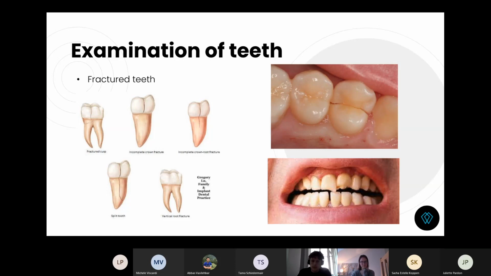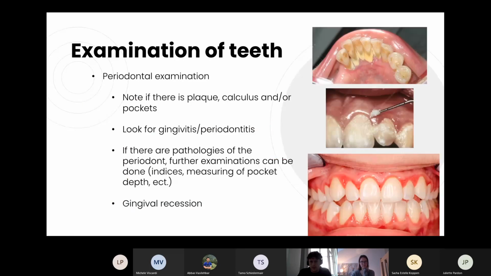And down here you also have something you all did in preclinical and maybe even on patients. It's just a number, class number 5 according to Black. So that's also just a fracture. Not 5, 4, sorry.